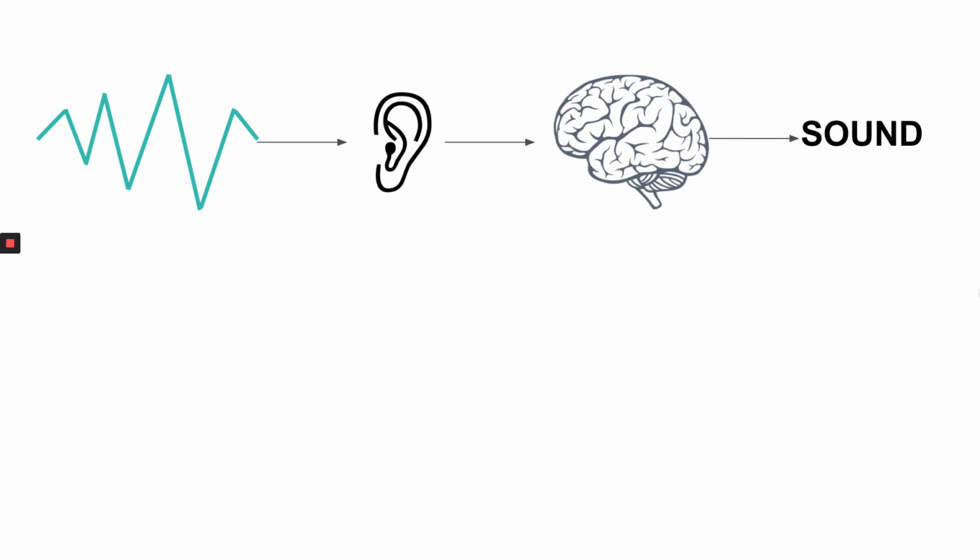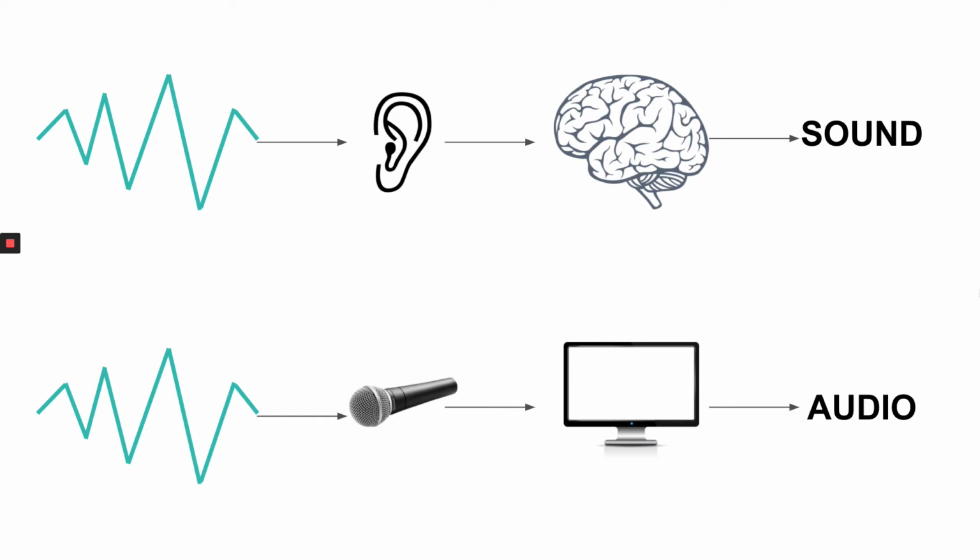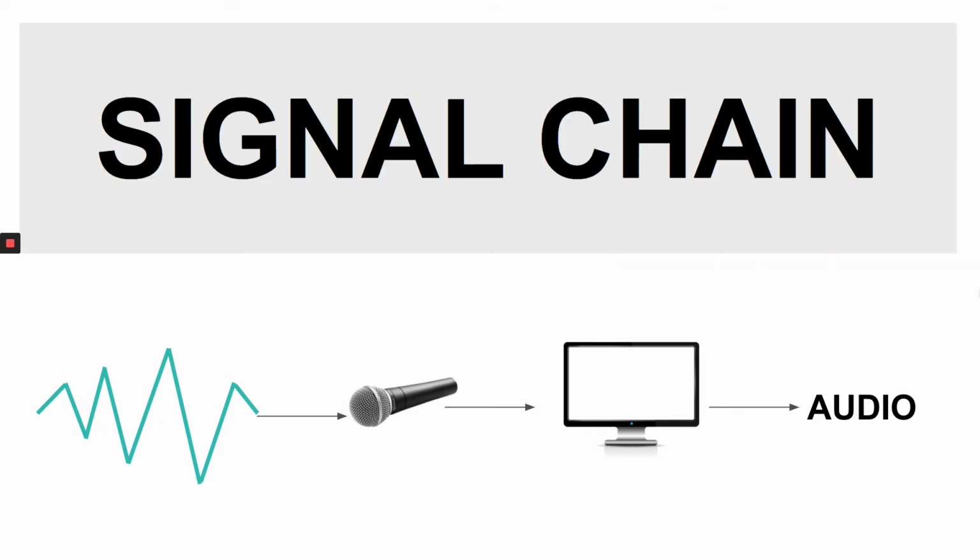So air vibrations go to the ear, which goes to the brain, and we get sound. The same happens when we record it. Air vibrations go into the microphone, which is like an electronic ear. These then go into a computer, which is an electronic brain, and we get audio. Okay? So exactly the same principle that our body goes through to generate sound is what a computer goes through in order to generate recorded sound.